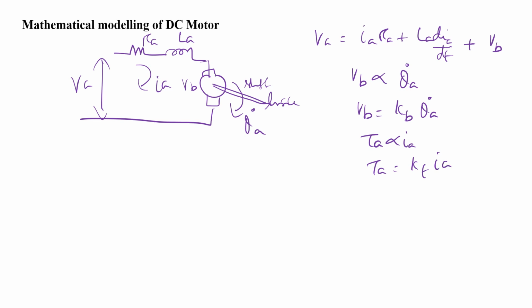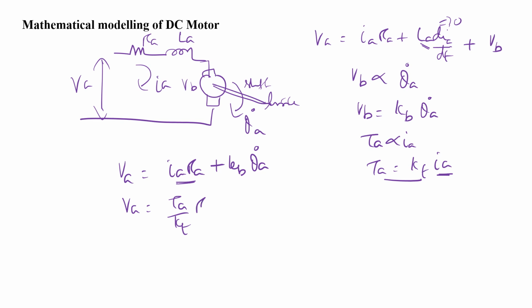Okay, so we'll substitute in this. Always the inductance is very small, negligible, so we can equate this term to 0. So we have the armature voltage as IA RA plus the back EMF, which is KB into theta A dot. Then if you want to replace this, VA equal to... tau A is KT into IA, but what is IA? IA is tau A by KT. So VA equals tau A by KT into RA plus KB into theta A dot.